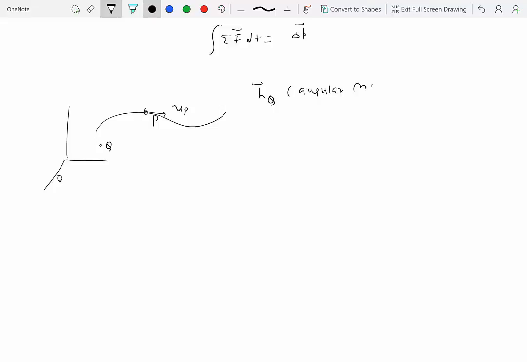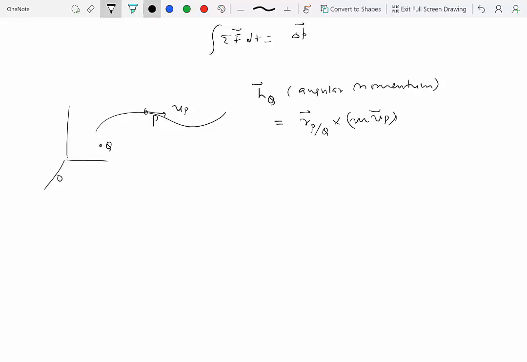Angular momentum as moment of momentum. Now pay attention to that. So moment of momentum, what would that quantity be? So moment of a force is defined as r cross f. Moment of momentum is defined as r, the position vector of particle P with respect to Q, cross m times the mass of the particle times the velocity of the particle, right?